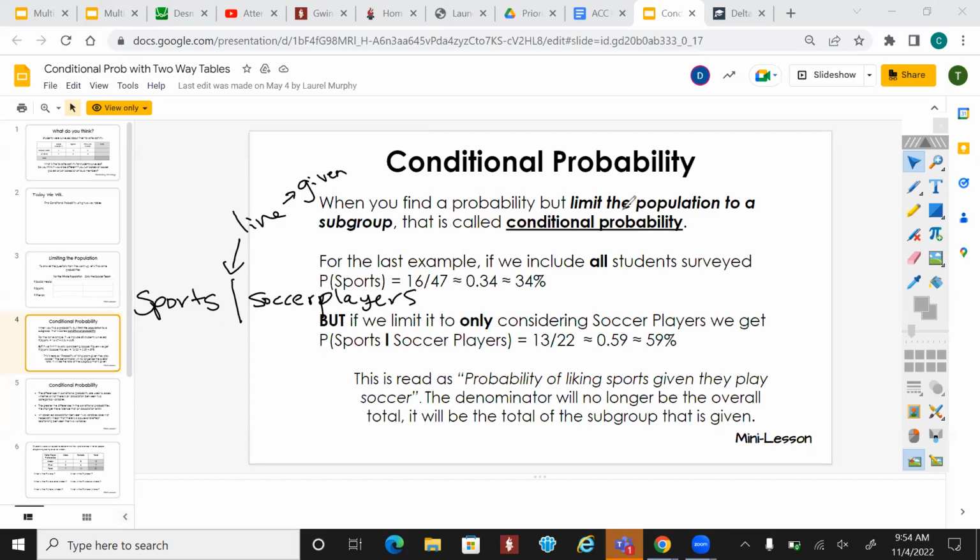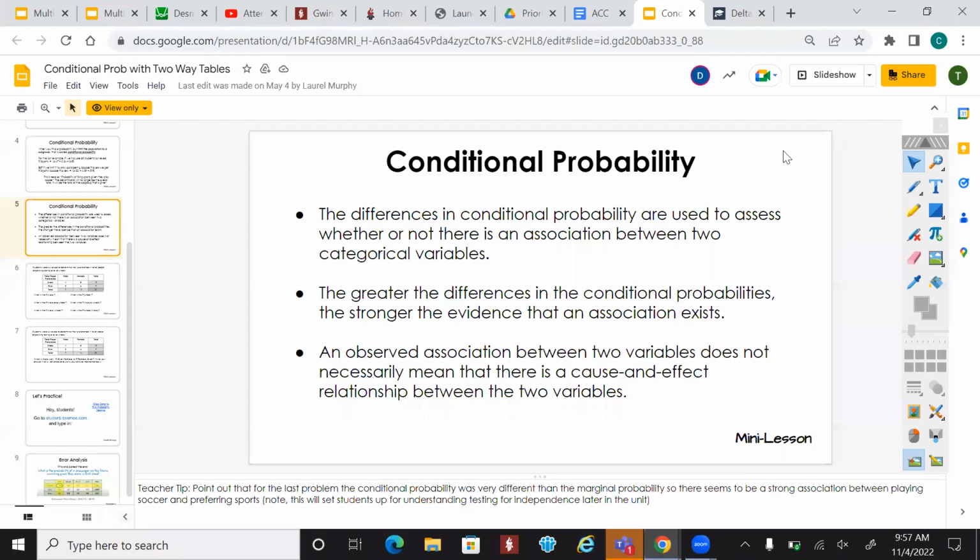Okay, take a second. The difference in conditional probabilities is used to assess whether or not there is an association between two categorical variables. The greater the difference in the conditional probability, the stronger the evidence that an association exists. An observed association between two variables does not necessarily mean that there's a cause and effect relationship between the two variables.